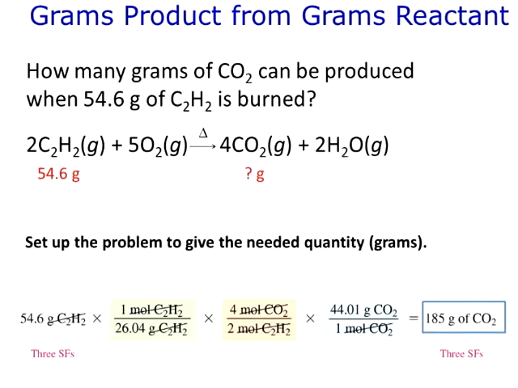Now, we've looked at how to examine mole-to-mole ratios. We looked at how to calculate moles of reactant. We've looked at how to calculate moles of product. Let's take a look now at how to take grams of reactant to grams of product. So, here's the problem. How many grams of carbon dioxide can be produced when 54.6 grams of ethylene is burned?